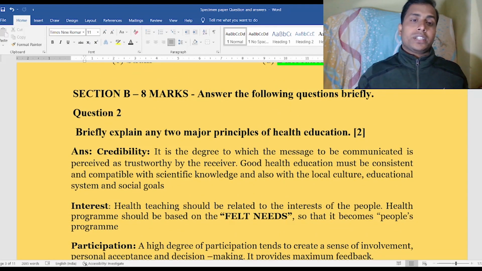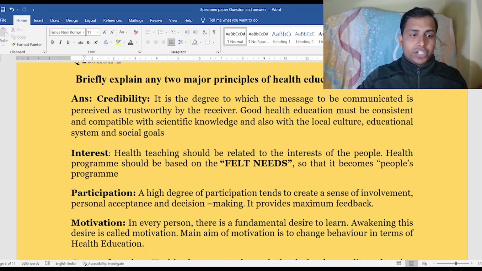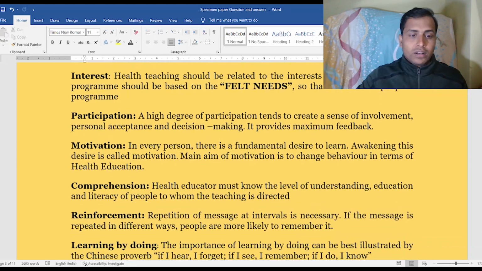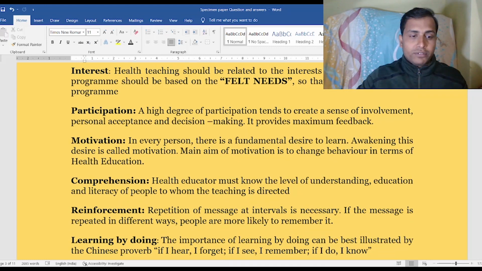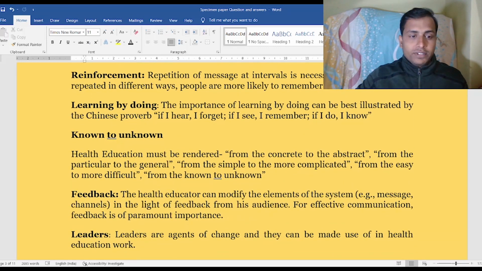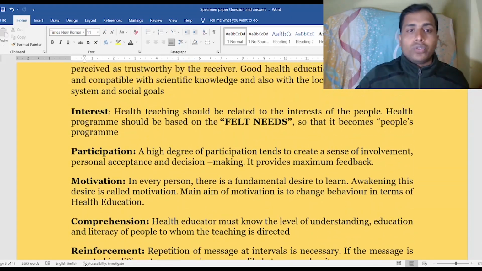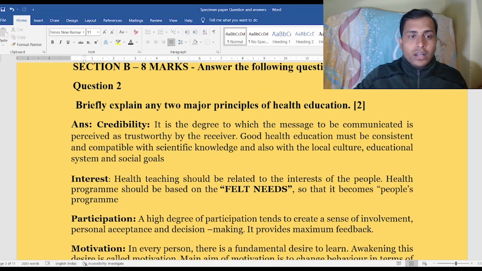Now coming to the section B questions and answers. 8 marks. Briefly explain any two major principles of health education. So there are many principles like credibility, interest, participation, motivation, comprehension, reinforcement, learning by doing, known to unknown, feedback, leaders, etc. So here, as for the question, you need to explain any two major principles.